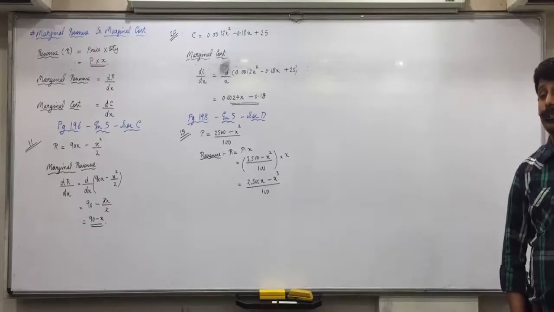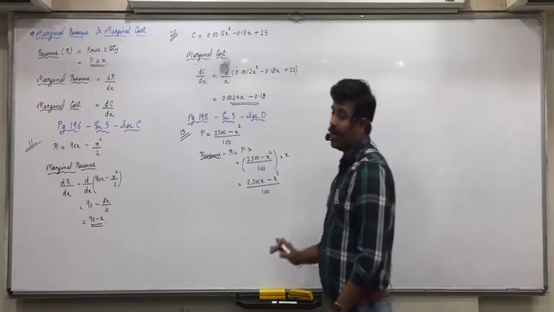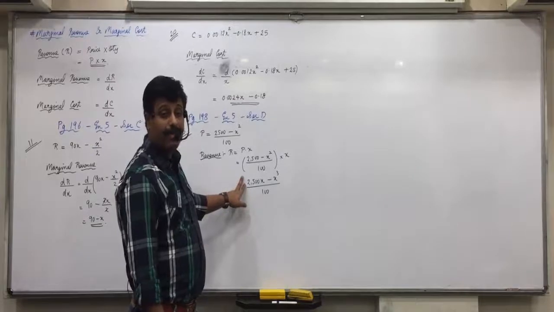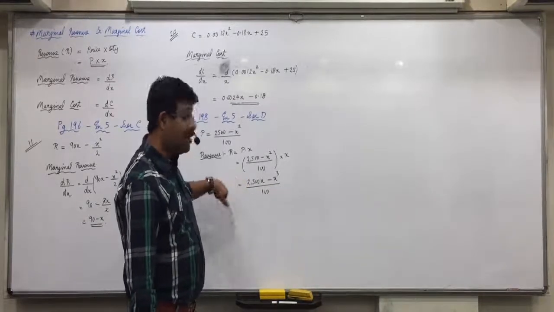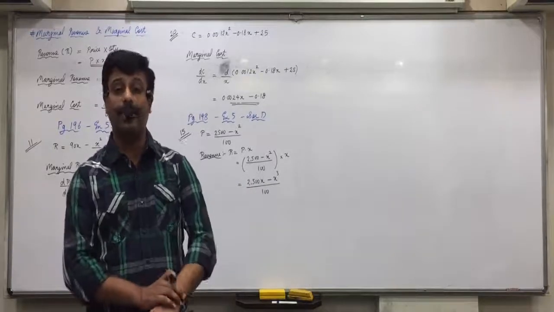Parik, U divided by V. By applying the formula of u divided by v, where u will be equal to 2500x minus x cube and v will be equal to 100. Did you understand this? Any other simple way of doing it? Raise your hand.